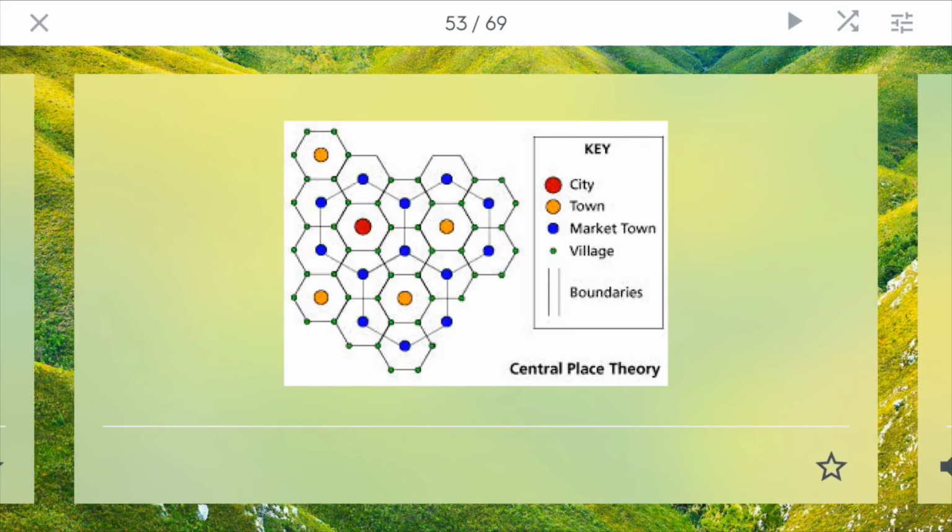Here is a visual of it. As you can see, it's like a bunch of hexagons where the city is the primary center. There are towns spaced out from it, also market towns, which are linked by trade, and smaller villages which surround these market towns.